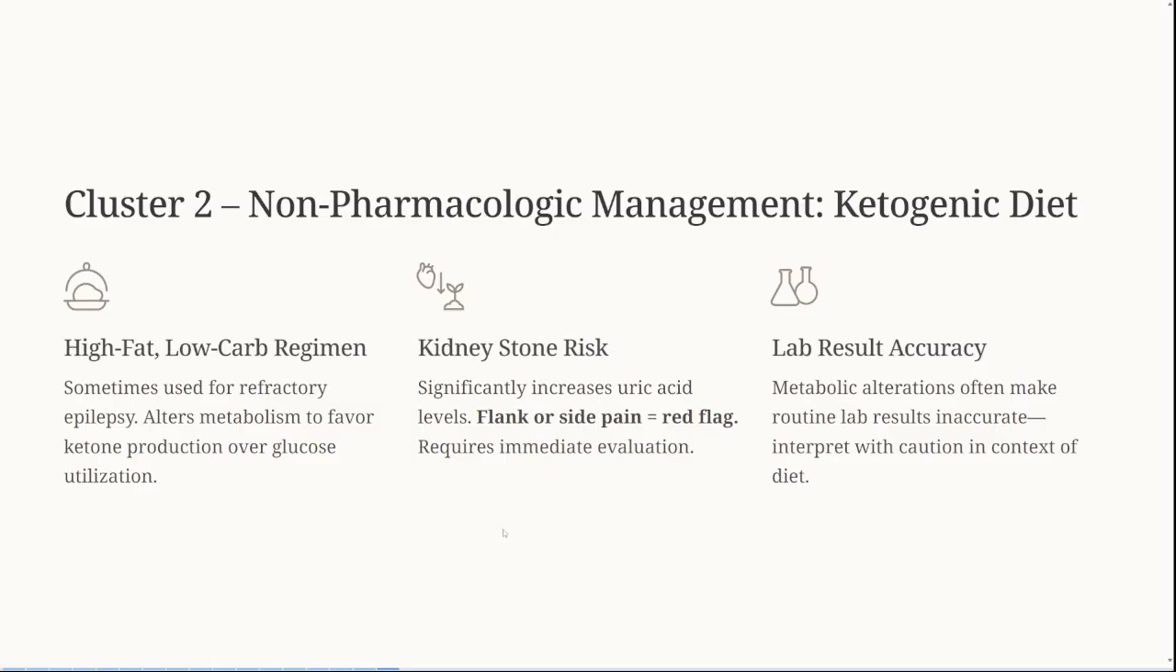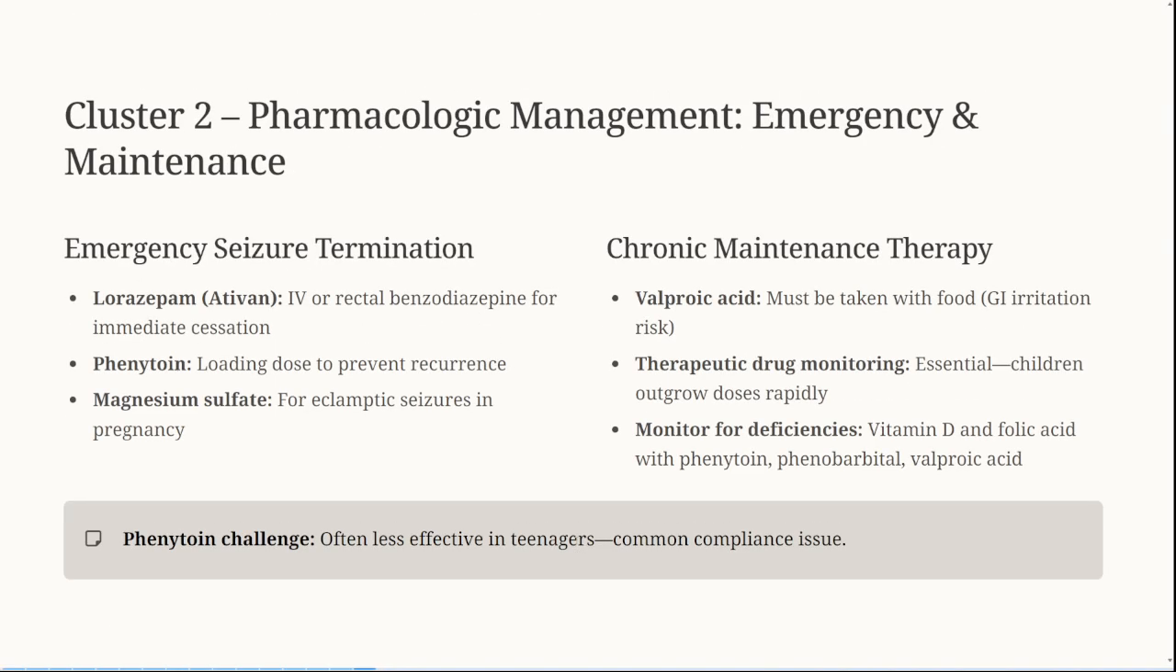Good to know. Let's talk pharm and non-pharm management. For emergency seizure termination, stopping the seizure itself, what are we using? The go-to medications are benzodiazepines, specifically lorazepam (Ativan), which can be given IV or rectally. Phenytoin is often used as a loading dose to prevent a recurrence. And for pregnant women, magnesium sulfate is the agent of choice for eclamptic seizures in pregnancy.